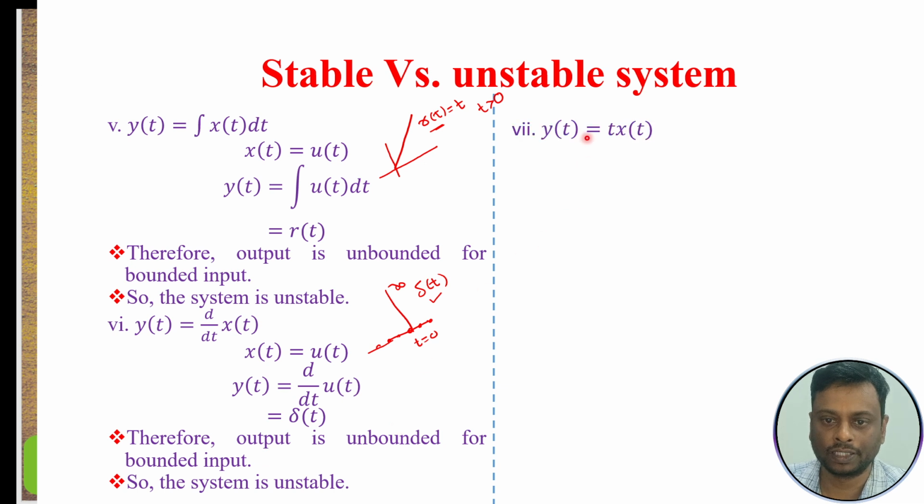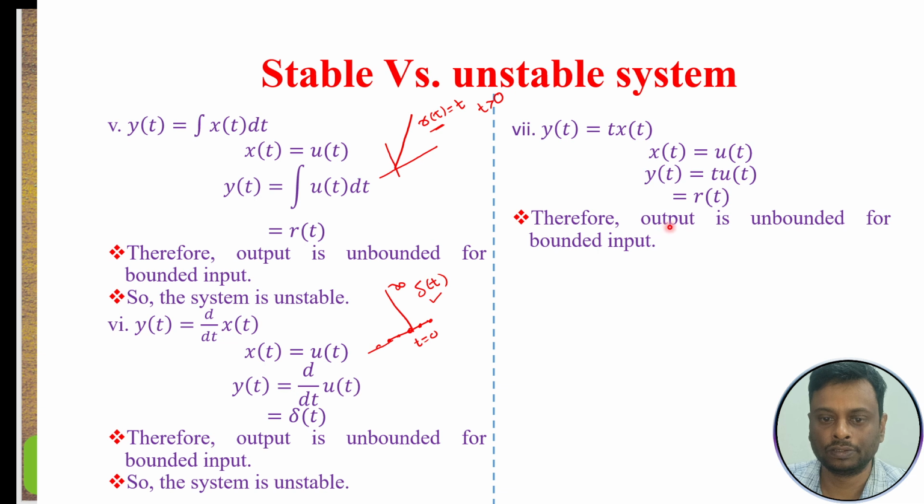So let us check our last case, y of t equal to t into x of t. Let us apply the test signal u of t. So y of t equal to t into u of t, which equals r of t, a ramp signal. The ramp signal is not producing a bounded output. So that is why the system is not stable. I am providing a bounded input, but the output is unbounded. So the system is unstable.